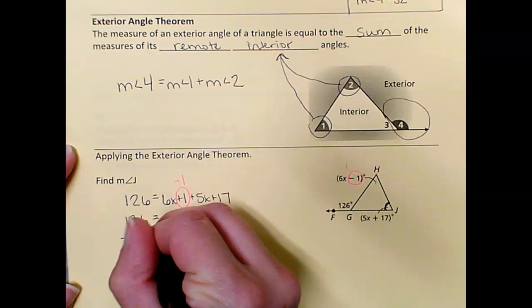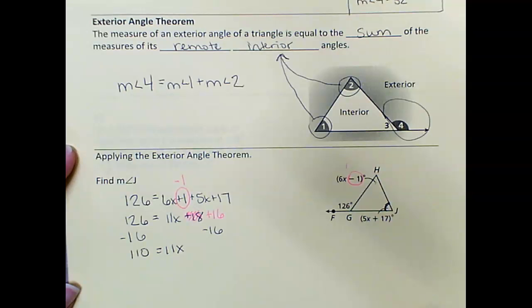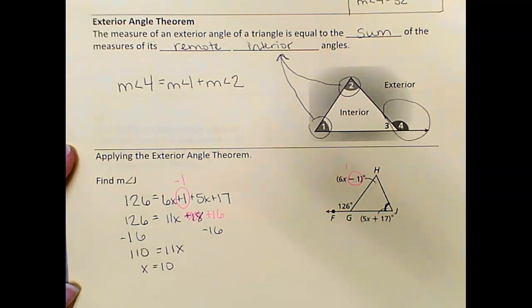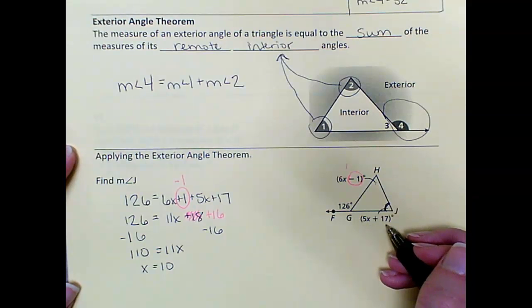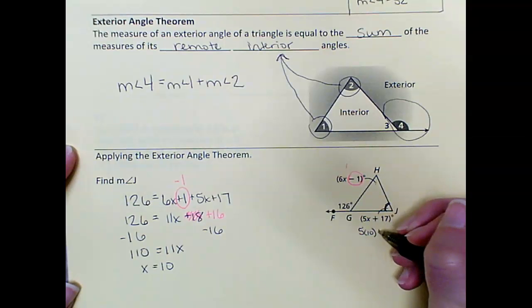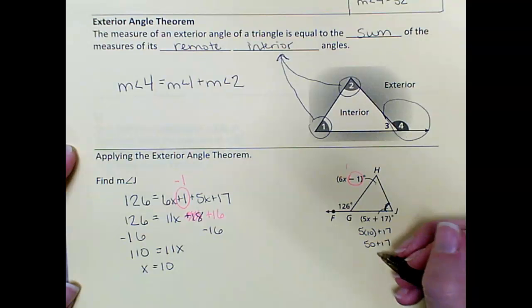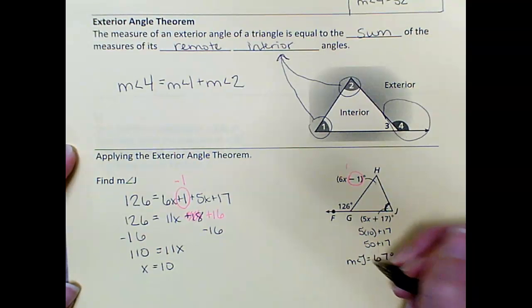So 110 equals 11x. And if I divide by 11, I should get an x value of 10. Which is great, but this is not what I was asked to find. I was asked to find the measure of angle J, which is right here. Here's the expression. So I'm going to take 10 and substitute it for x. 5 times 10 plus 17 is 50 plus 17, which is 67 degrees. That's the measure of angle J.